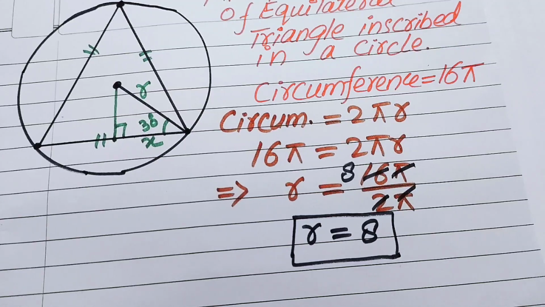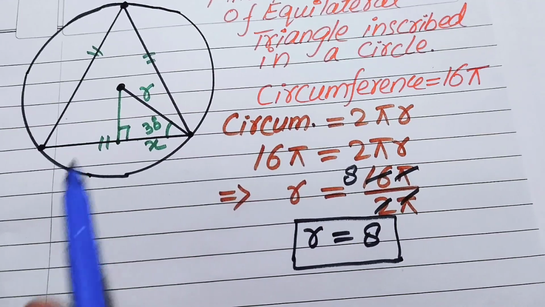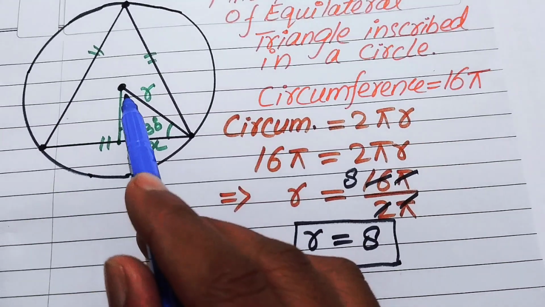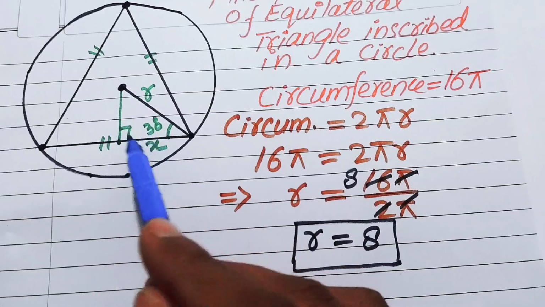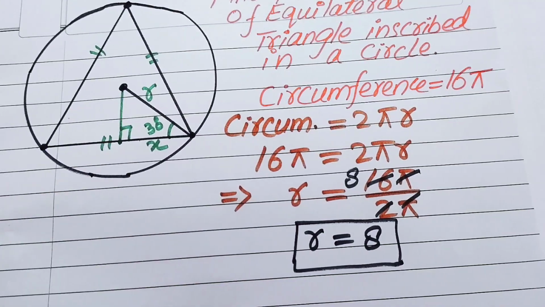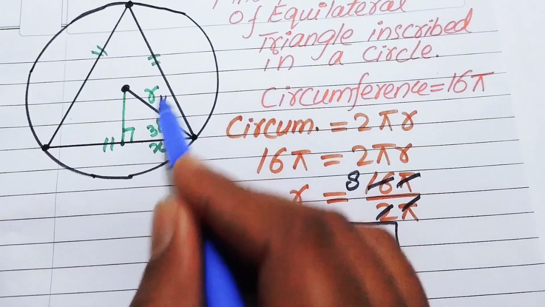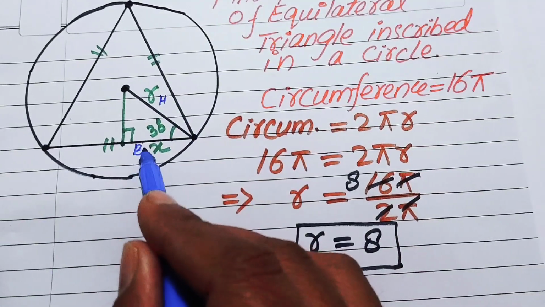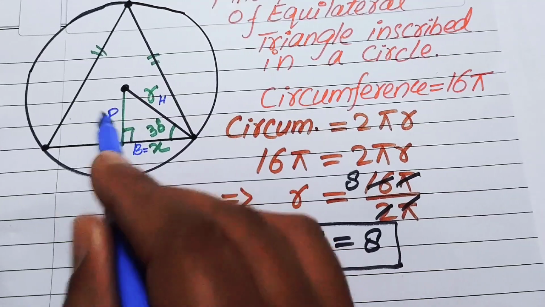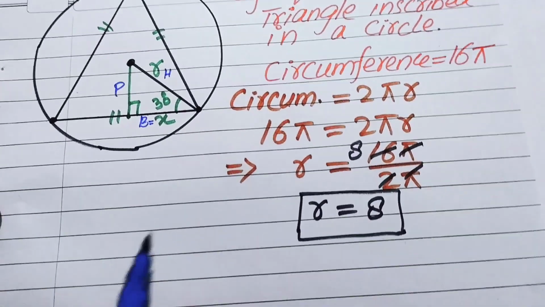Now our target is to find the length of one side of the equilateral triangle. First you see this smaller right triangle which is inscribed in the equilateral triangle and circle, and this is the right angle. This side is called the hypotenuse, this side is called its base, and this side is called its perpendicular or altitude.